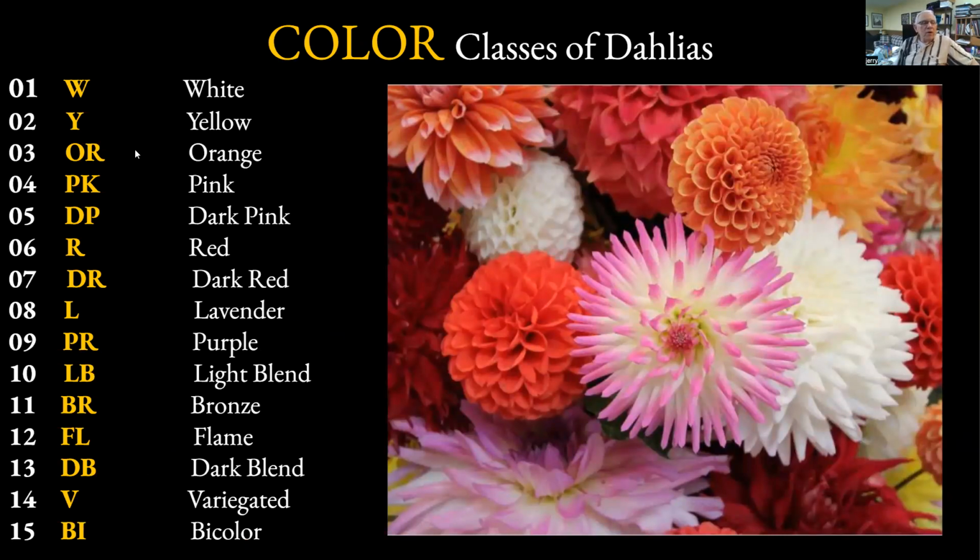Okay. So here are the colors. There are 15 colors. The numerical designation for them is 01, 02, down to 15. The letter designation is, as you might guess, W for white, Y for yellow, OR for orange, pink, dark red, lavender, purple. Although now this is kind of purple slash black. They've included that in the current classification handbook. Light blend is a 10, bronze is 11, flame is a 12, dark blend, variegated, and bicolor. And then, of course, here's the word written out.